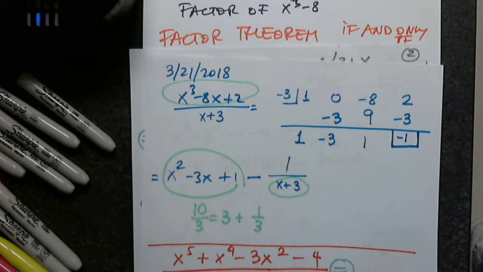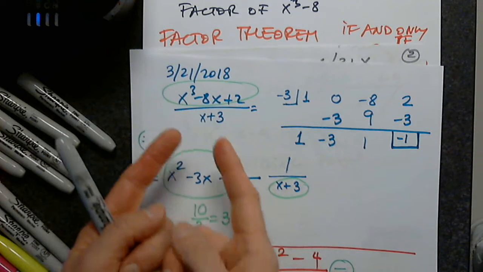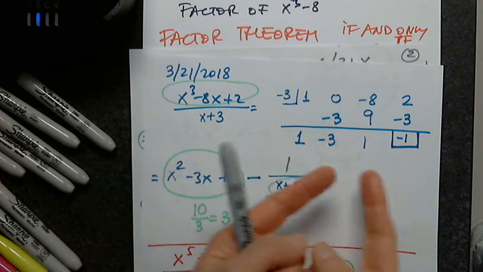Exactly. So let's plug in negative 3 and check the remainder. What should the answer be? 0. Why 0? X plus 3 is a factor. But it's not. So when I plug in this polynomial negative 3, what should I get?